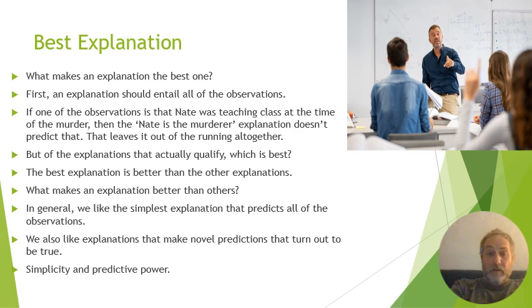It should predict. For example, if one of the observations we made is that Nate is teaching class at the time of the murder, well, Nate being the murderer doesn't predict that Nate would be at a totally different location at the time of the murder, right? That doesn't explain that fact at all, right? So if our hypothesis can't explain all the facts, including that he wasn't there at the murder, that he was somewhere else, then that's going to be a problem for the explanation, right?